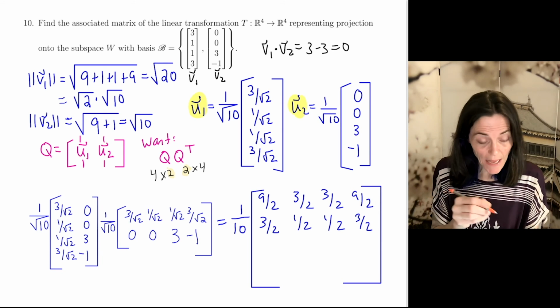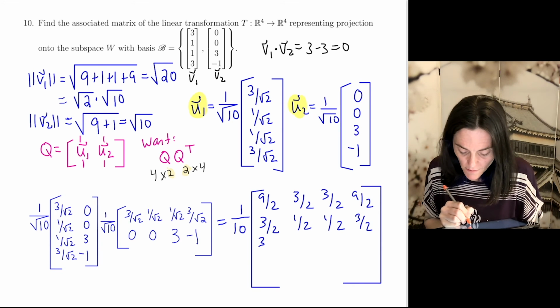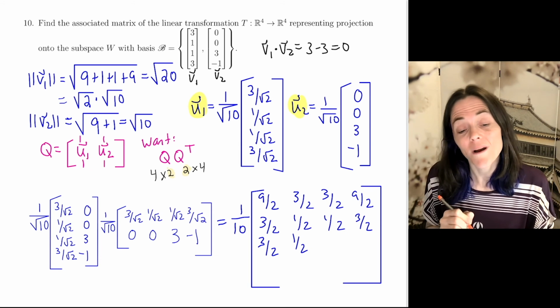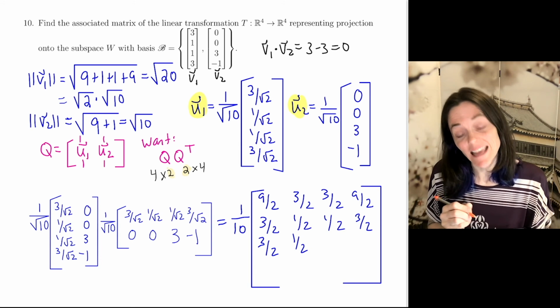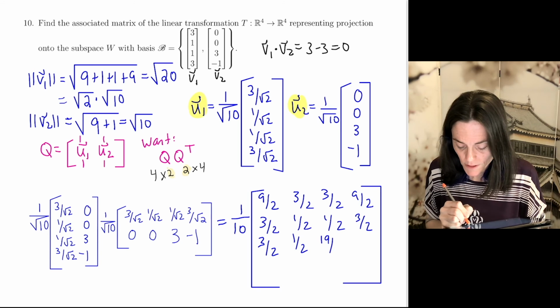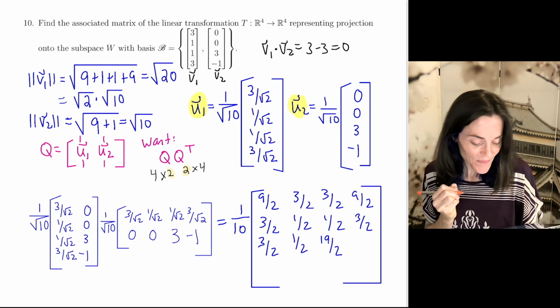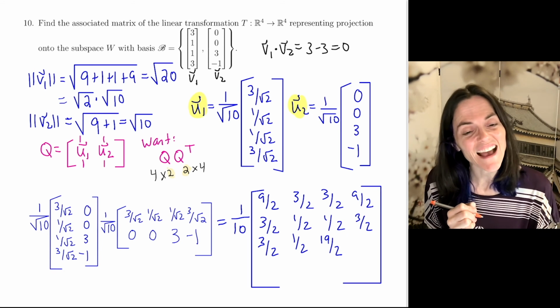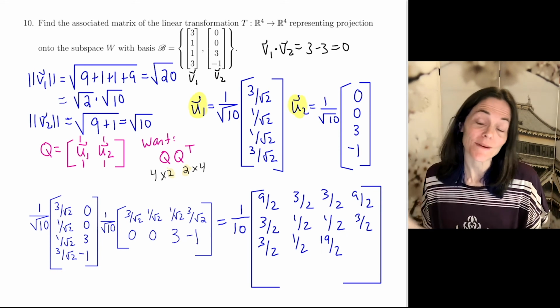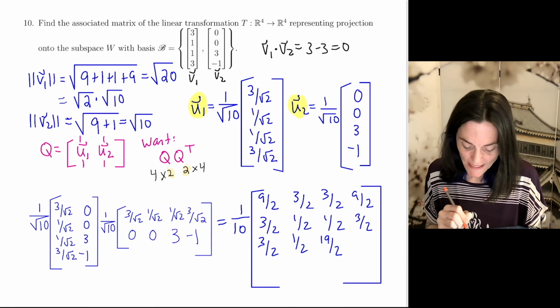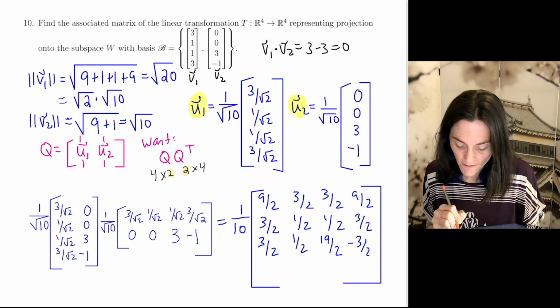The next row, you see I have 3 halves, 3 halves. And then I have 1 half plus 9. Well, 9 is 18 halves, so this will be 19 over 2. And then the last one, I have 3 halves minus 3, which is 3 halves minus 6 halves. This one is negative 3 halves.